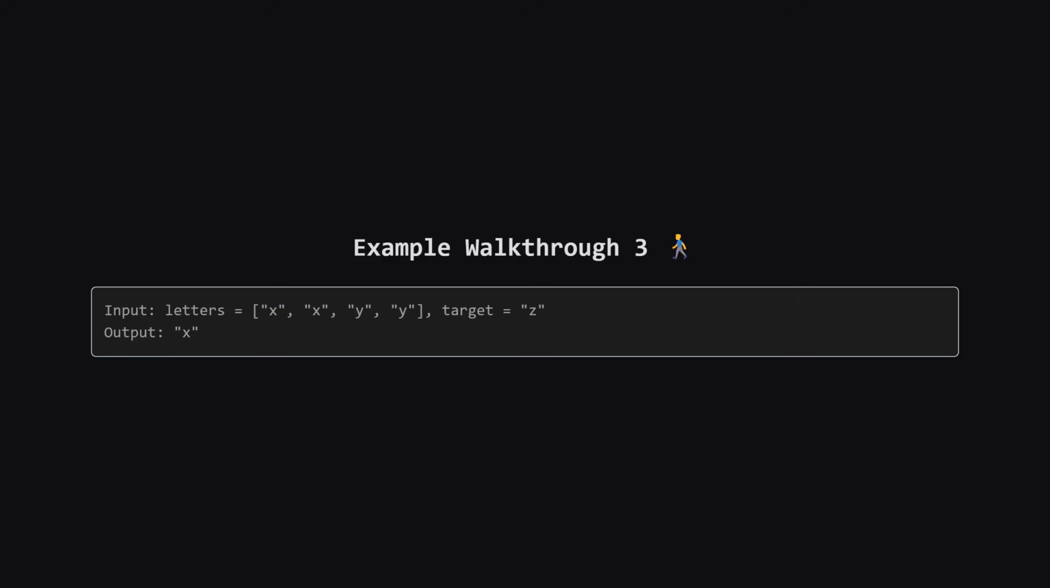Now for that edge case I mentioned, our list contains X and Y, and the target is Z. We check the list, X is not bigger than Z. The next X isn't either. Y isn't bigger than Z. We've reached the end of the list and found nothing. Because of the wraparound rule, we loop back to the start and return the first element, which is X.